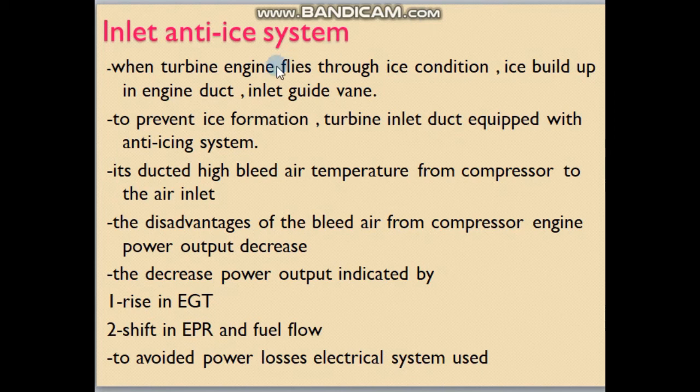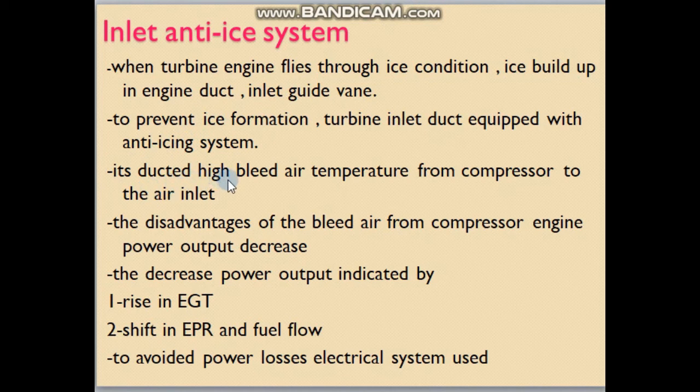When a turbine engine flies through icing conditions, ice builds up in the engine duct and the inlet guide vanes. This disrupts the airflow into the compressor and reduces the engine efficiency. So, how do we prevent the accumulation of ice? To prevent ice formation, the turbine inlet duct is equipped with an anti-icing system.